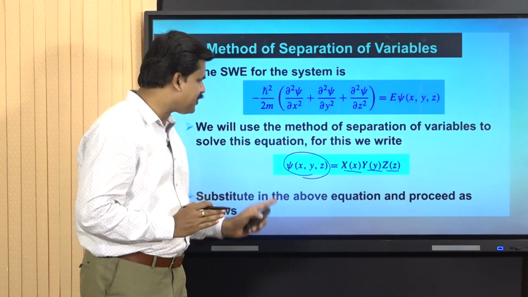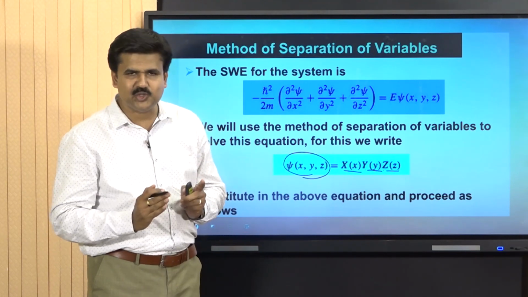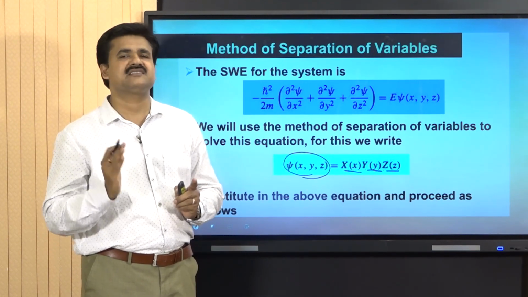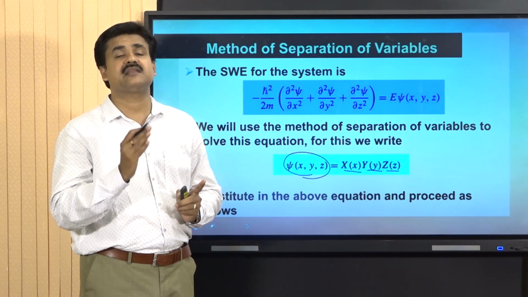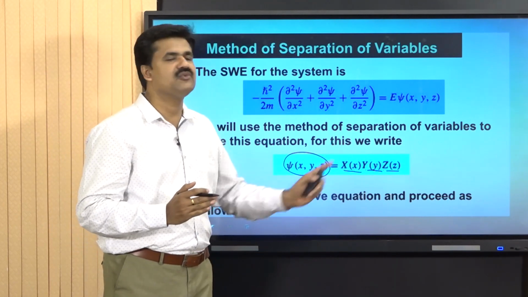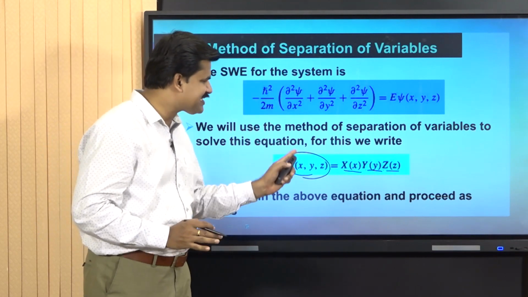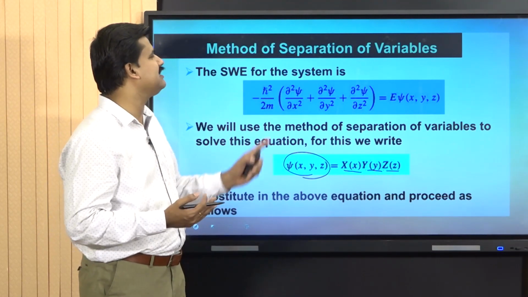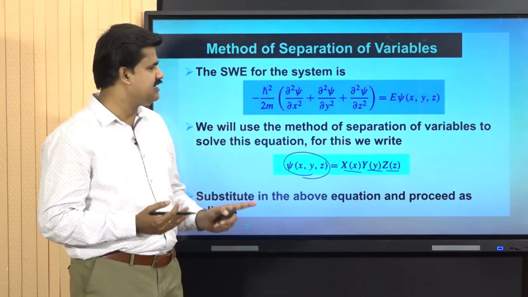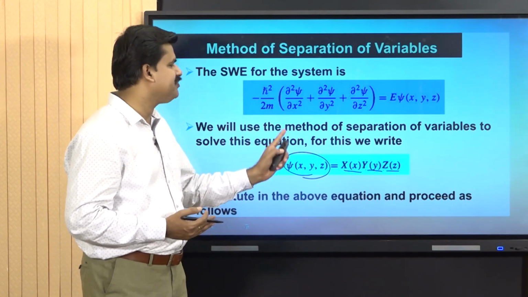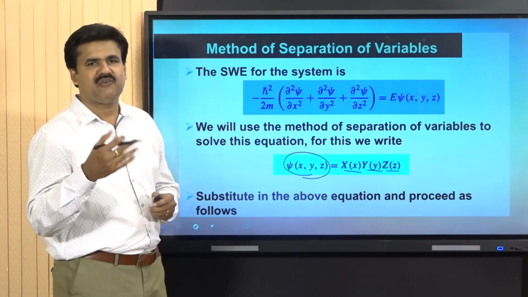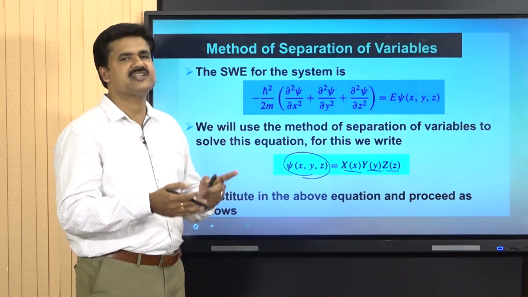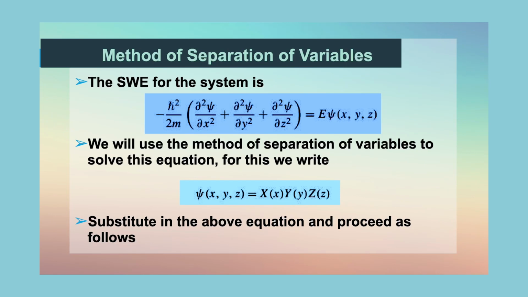Thus, we can split psi of x, y, z into X of x, Y of y and Z of z. The total wave function psi of x, y, z is a product of three components, namely X of x, Y of y and Z of z. By using this assumption, we are going to separate the three variables present in the system. First of all, we have to substitute psi of x, y, z equal to X of x into Y of y into Z of z in this equation, and we have to separate. We can proceed with the method of separation of variables as follows.